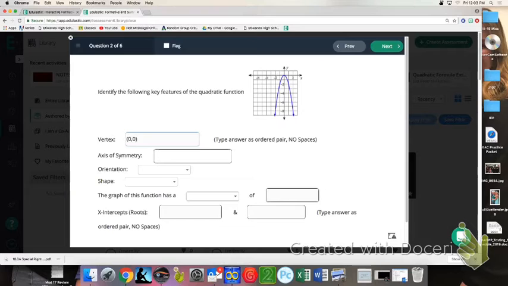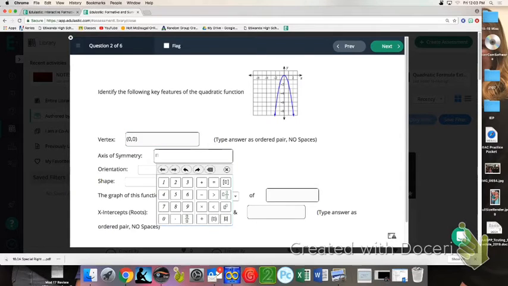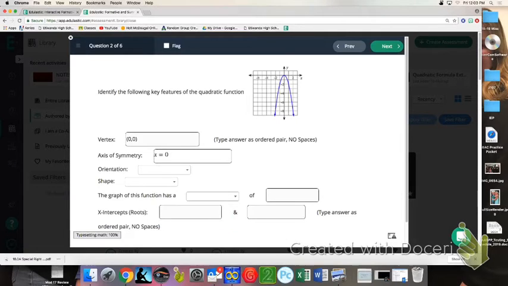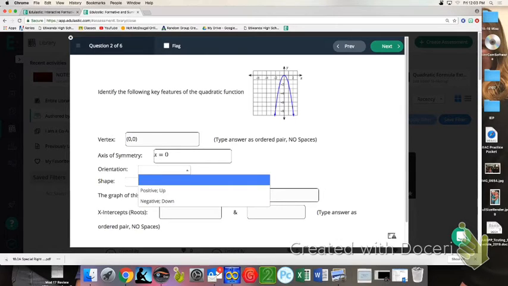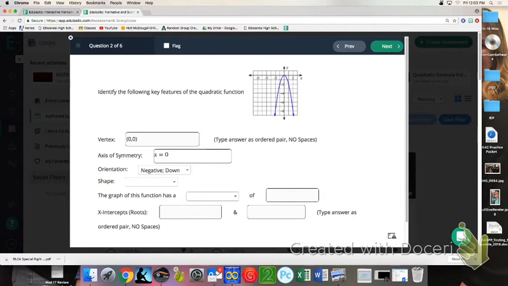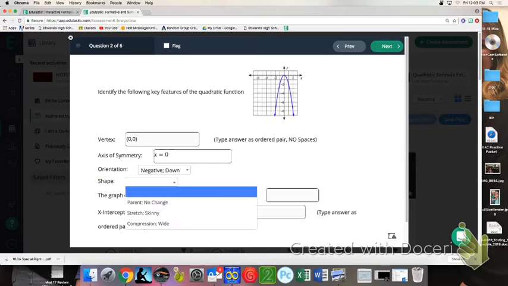What about my axis of symmetry? Remember, that's my vertical line. It has to be x equals something. X equals 0, because 0 is what's still going right vertically through the middle of that vertex. What about my orientation? Is it positive opening up or negative opening down? Negative opening down.